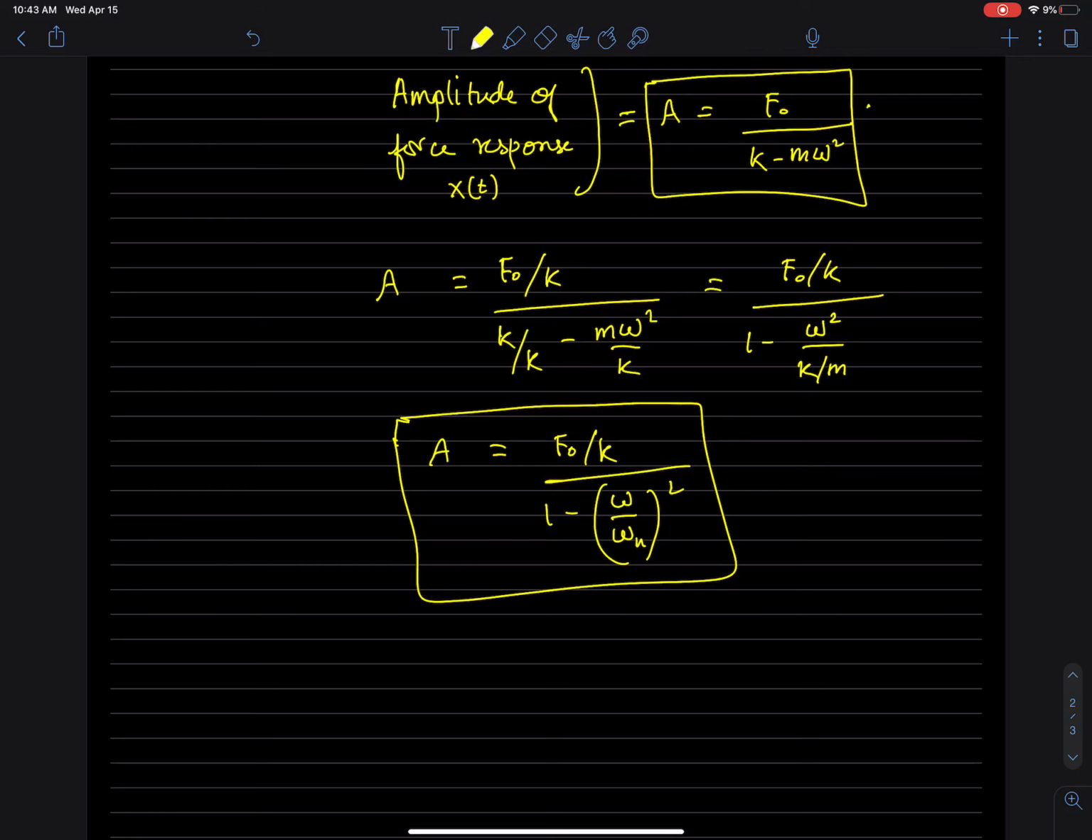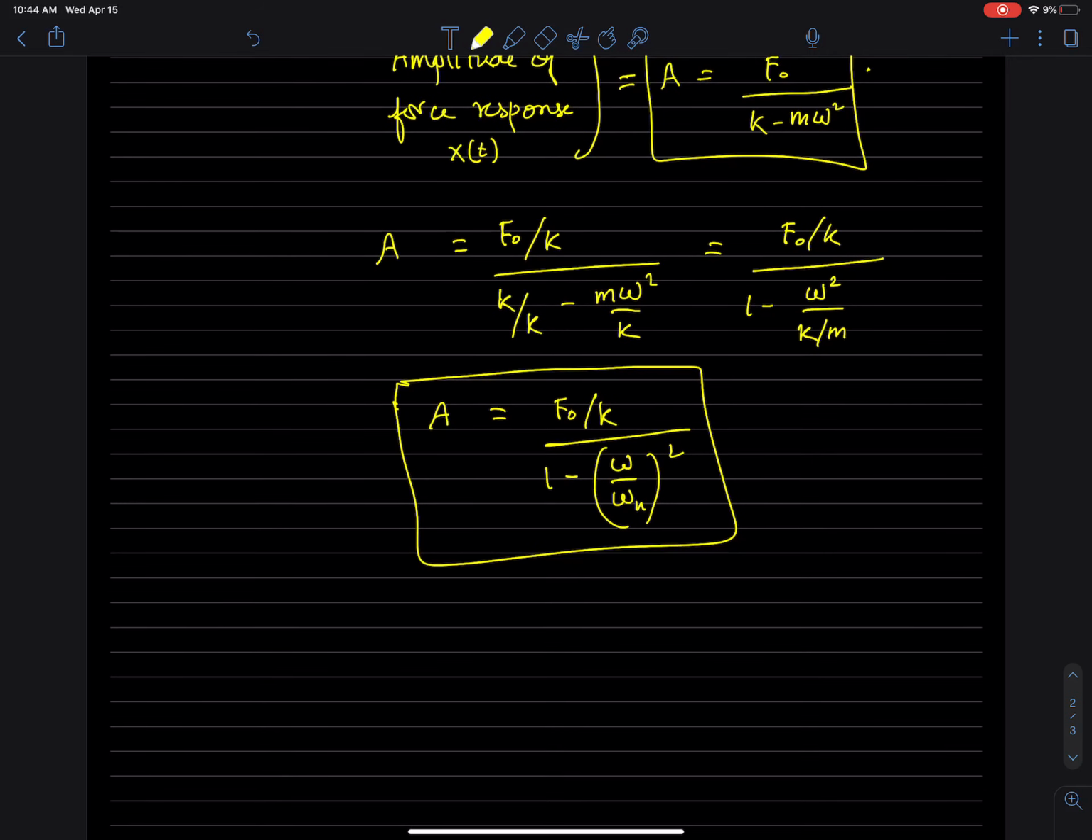In the next video, we will understand how this equation can be used to get intuition about the response of a system to external forcing at different frequencies.